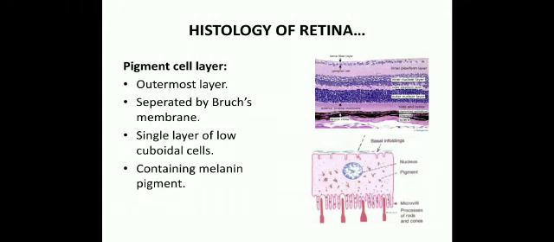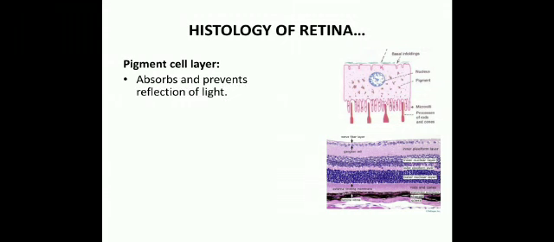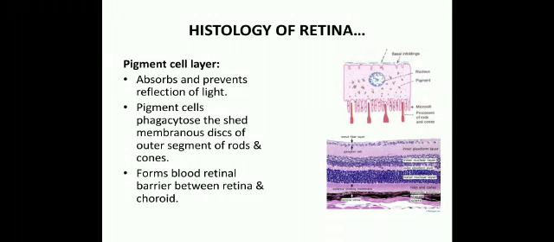So, that performs the following functions. First, it absorbs the light and also prevents the reflection of light. The pigment cells phagocytize the shed membranous discs of the outer segments of the rods and the cones, and it forms the blood retinal barrier between the retina and the choroid.